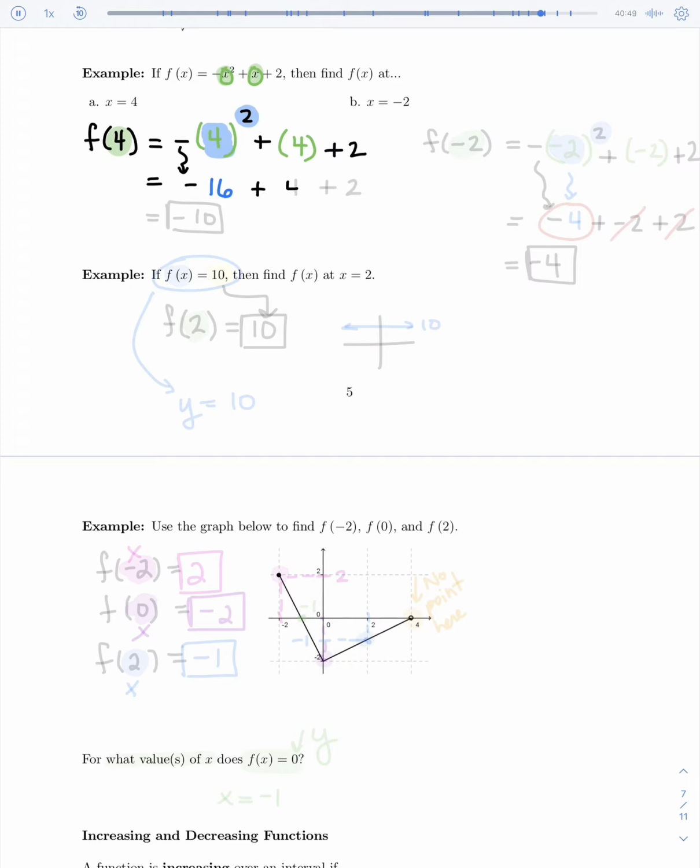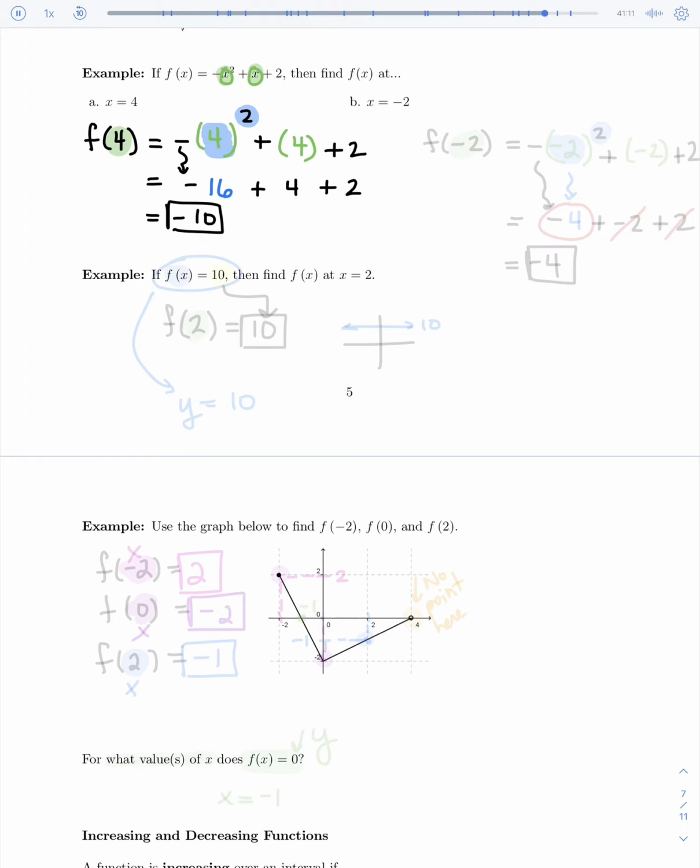Plus, we've still got a 4 and we've still got a 2 we haven't done anything with. So now we can just add and subtract normally. We've got a -16 plus 4, which is -12, plus 2 will give me -10. And that's it. When we plug in an x of 4, we get out a y value of -10, and we're done with this one.